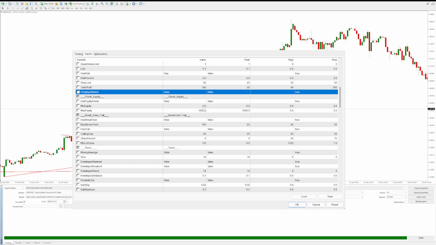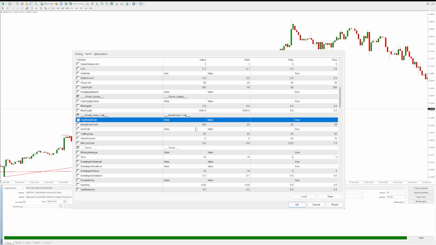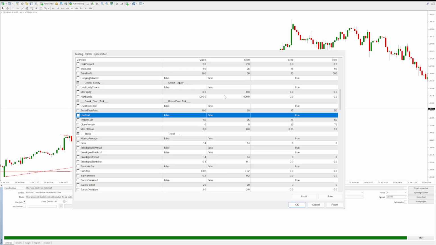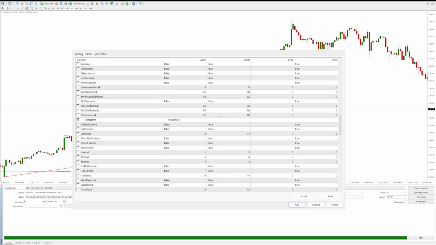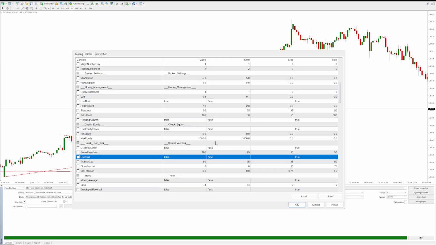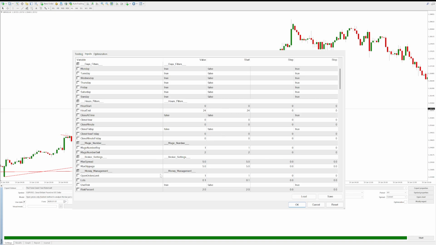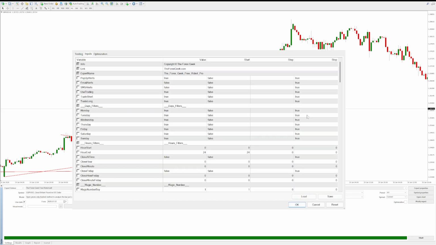So an equity check as well. You can deactivate the EA if your equity falls below the minimum equity or goes above the maximum equity. Got break even, true or false, trailing stop, true or false, as well as the values. You can close a percentage of the trade when they're reached as well. So yeah, basically a complete EA that covers multiple indicators, price action analysis, money management, everything you need really.